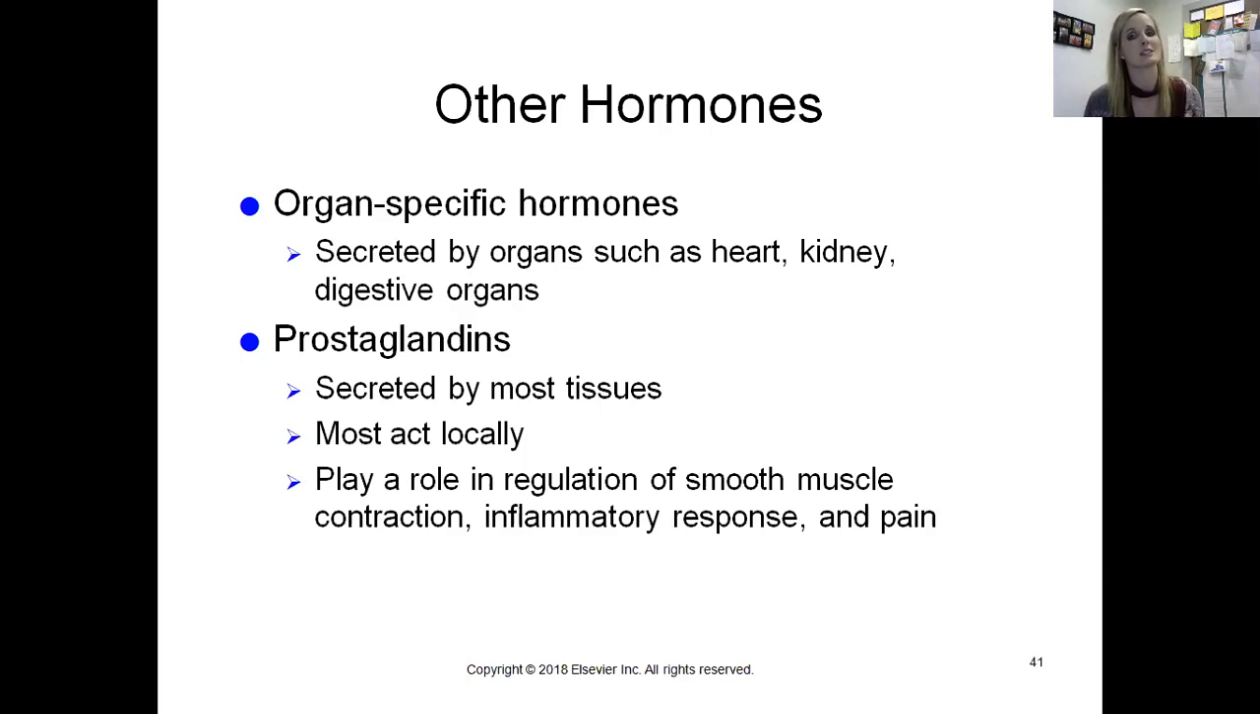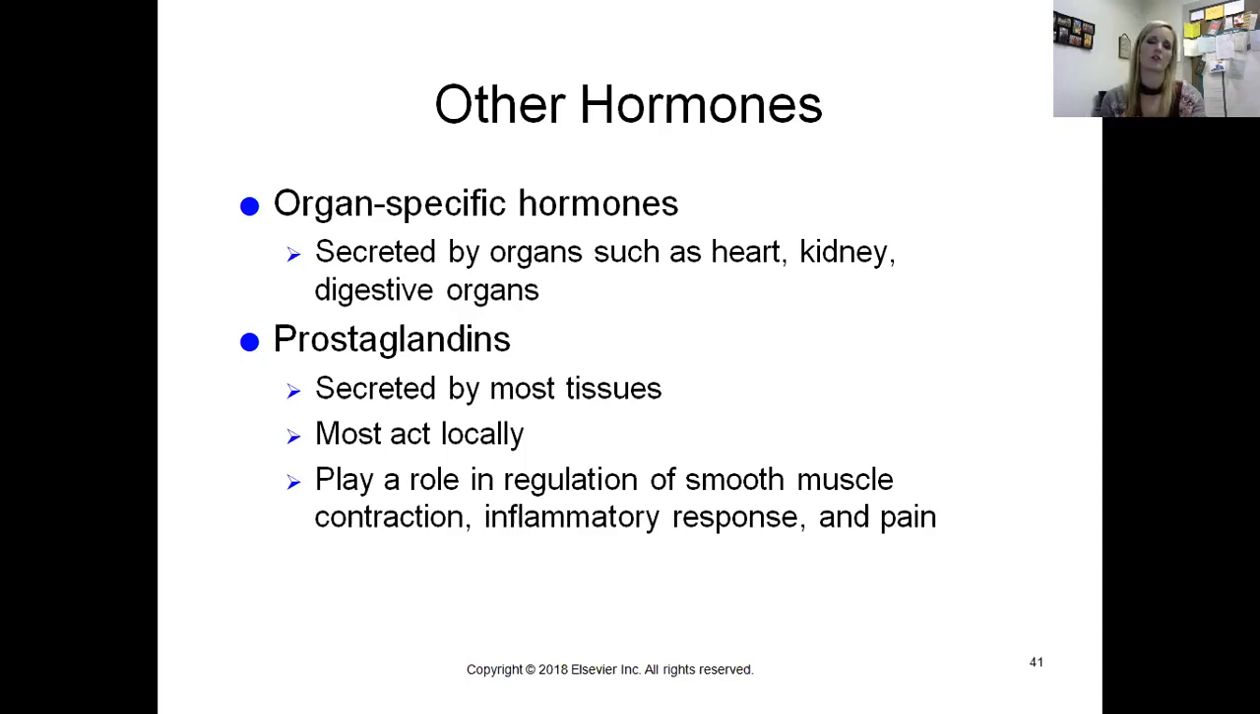But it recognizes when our blood levels are low, and so it targets the red bone marrow to create more red blood cells. We have other hormones created by our digestive organs. We have hormones created by the heart. So there are hormones created by specific organs so that we can help with whatever might be happening.